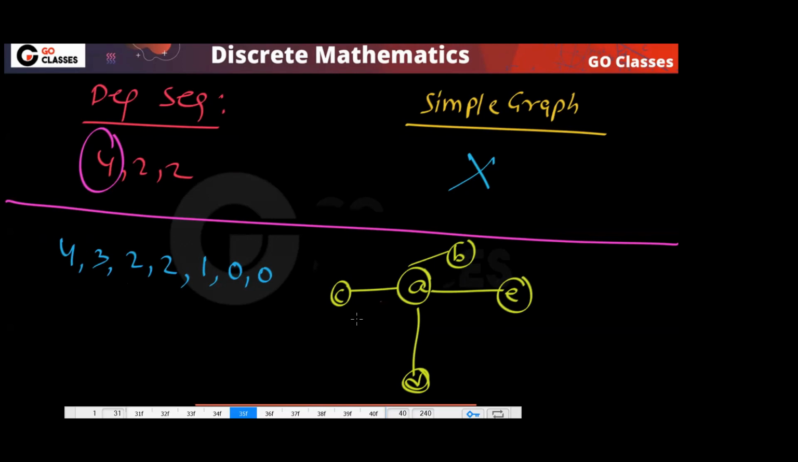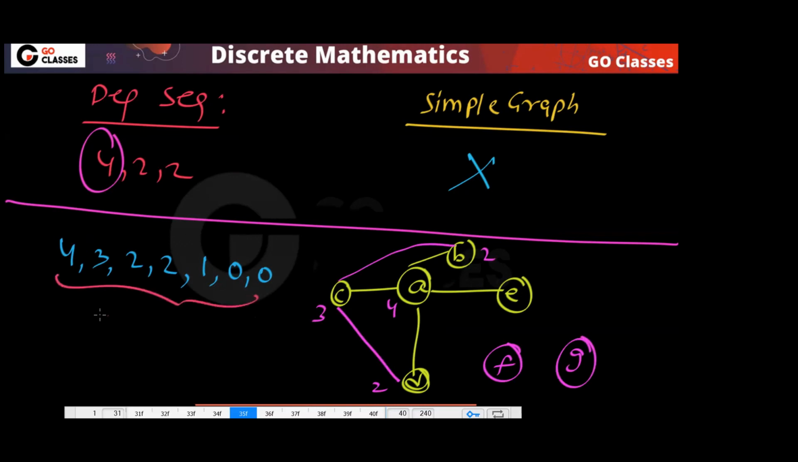Next, one vertex should have degree 3. Now two vertices have degree 2, 2, and then F is isolated, G is isolated. So yes, for this degree sequence, I can say a simple graph exists.